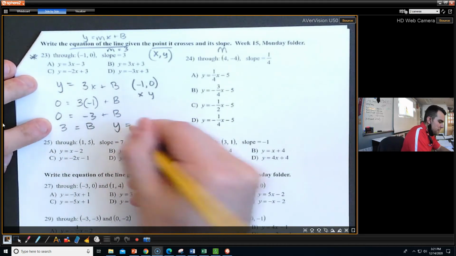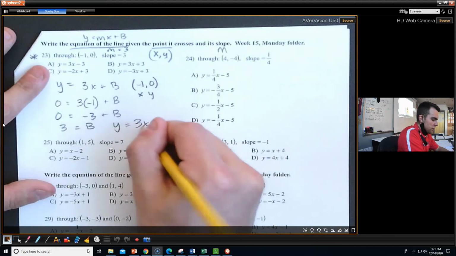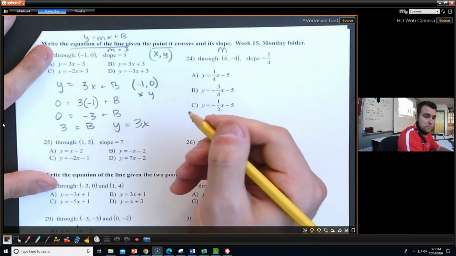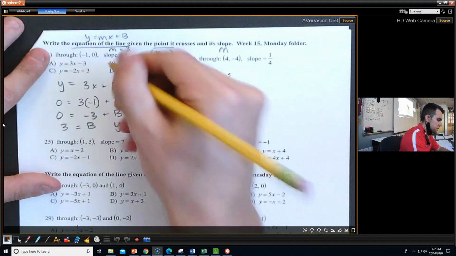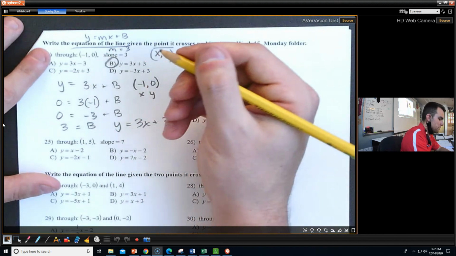So y is going to equal 3x, that didn't change, plus b, which is now 3. So the equation of my line is b.